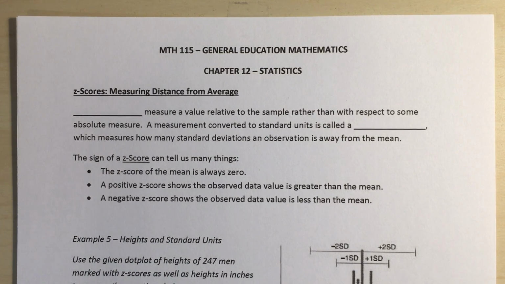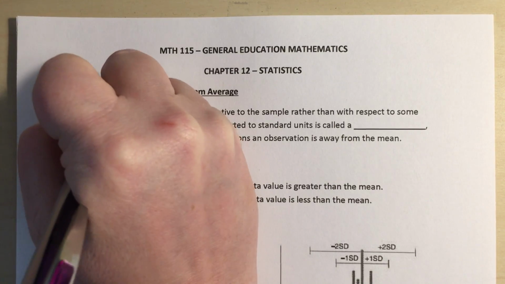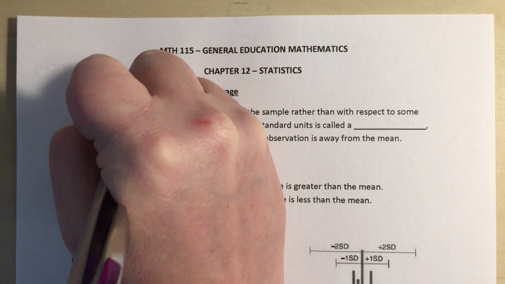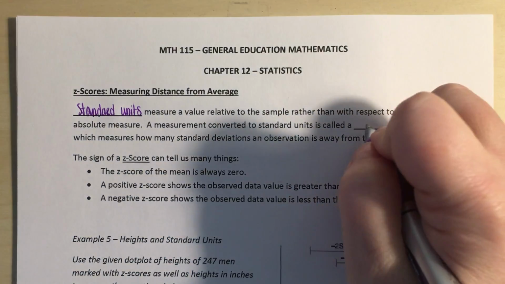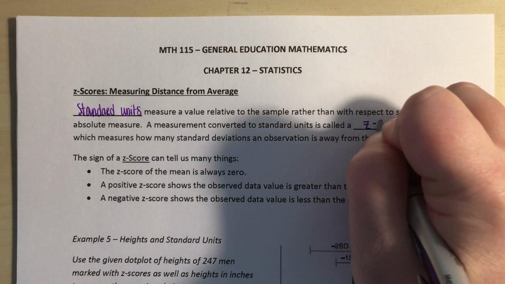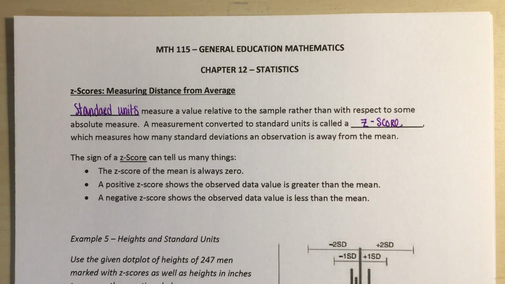All right, so we just talked a little bit about our empirical rule and talked about what we know about different data values based on how many standard deviations we are away from the mean. Standard units measure a value relative to the sample rather than with respect to some absolute measure. A measurement converted to standard units is called a z-score, which measures how many standard deviations an observation is away from the mean.